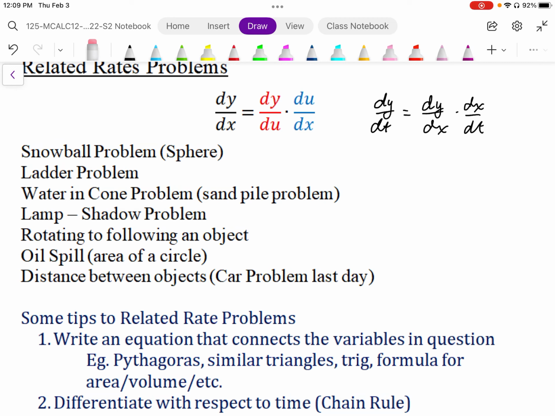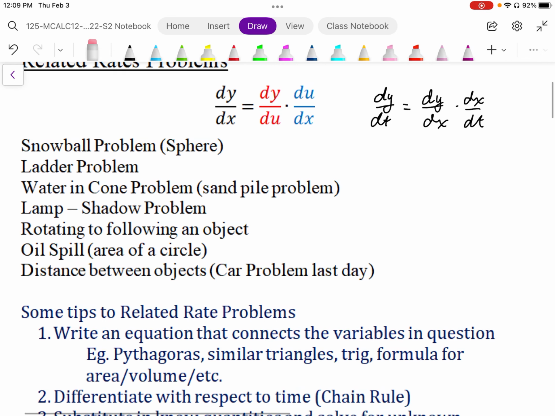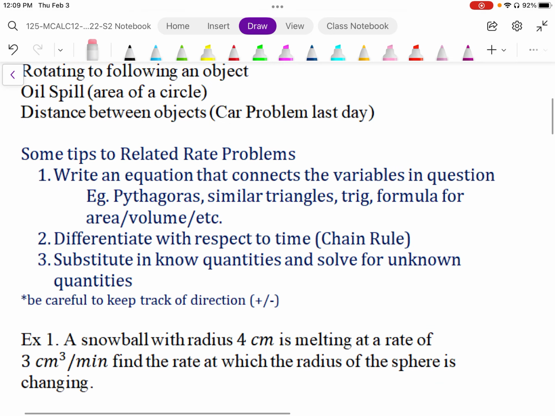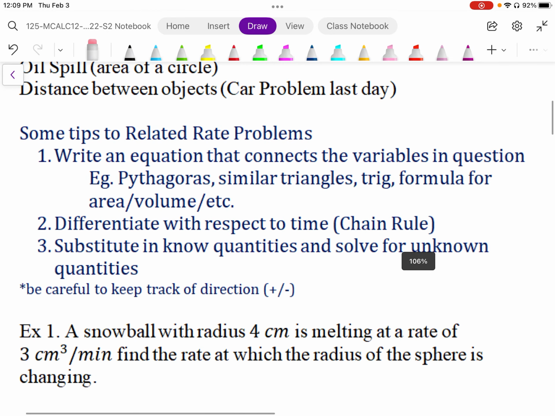And then the oil spill problem, where the area of the oil spill increases, and we want to know how the radius changes as we put more oil into that oil spill. And the distance between objects, and we did a car problem in the previous day. These are essentially the few different types of problems we run into with related rates.